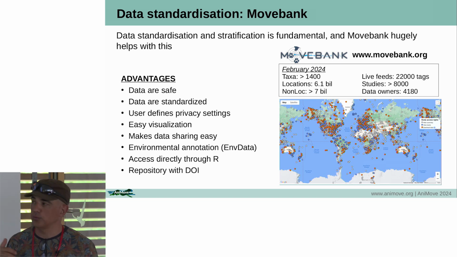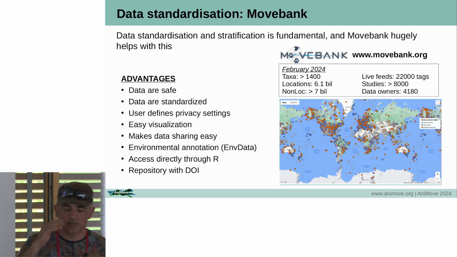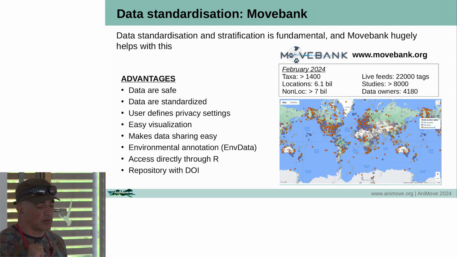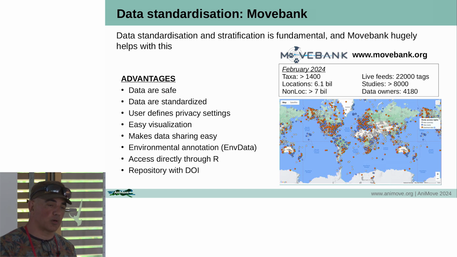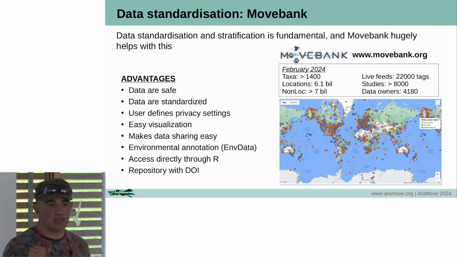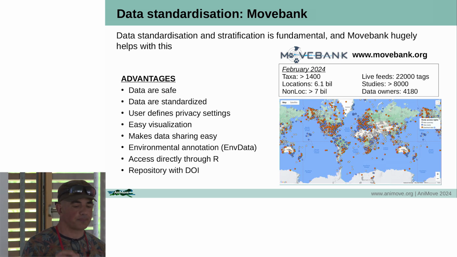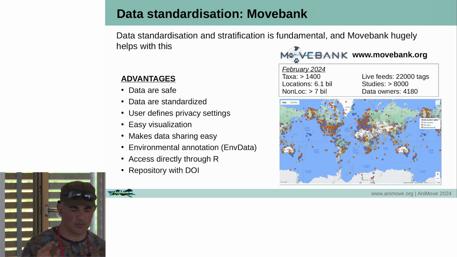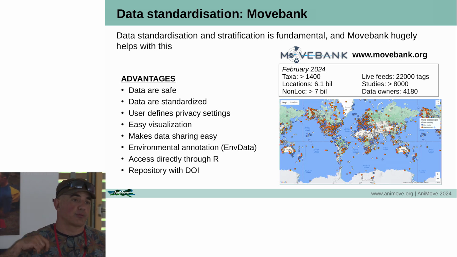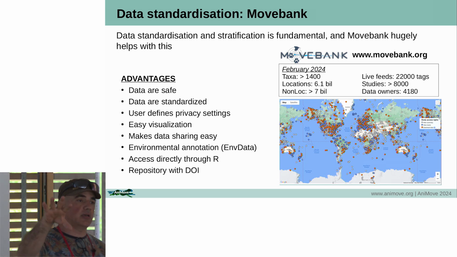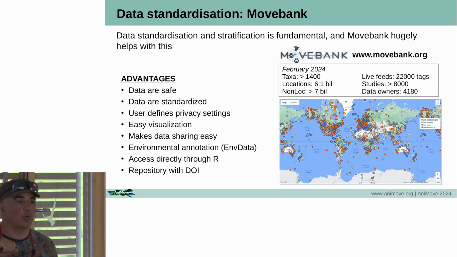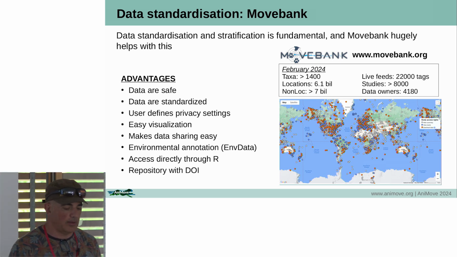So if you use a system like MoveBank, then there has been put a lot of effort into data standardization so that the data are safe, they're standardized, so your script works with all your data sets. User defines privacy settings, so you know who sees your data. It has a simple visualization and so on and so forth. And you can access the data, which is on MoveBank, directly through R. So your data is sitting on MoveBank, but your code can access the data that is on the database, and you know this is the format of the data. You know everything that you need.